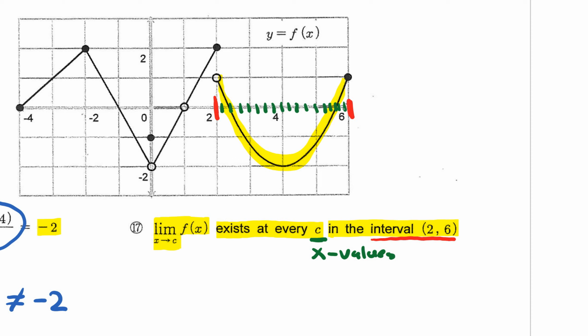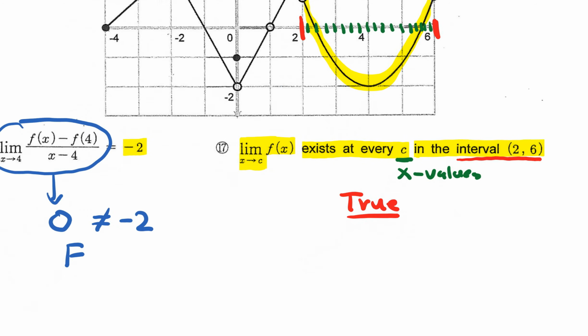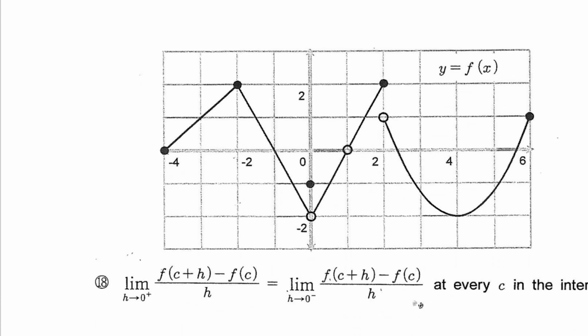The answer is yes, because we don't include the hole and we don't include this endpoint. It turns out that we are continuous at every single interval there, so it should be true. So you can definitely find the limit anywhere in that interval. Okay, let's move on to a few more here.